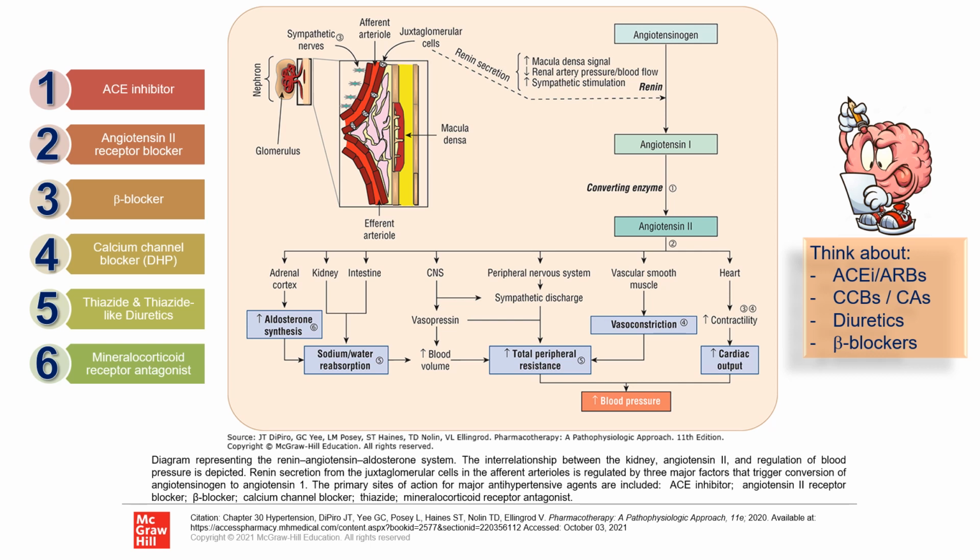Thirdly, think about the class of diuretics. Commonly used for hypertension is thiazide and thiazide-like diuretics, and not so much of the loop diuretics. Lastly, the class of the beta blockers have now dropped in favor. They are not commonly used as first-line agents until there are concomitant comorbidities, which we will explore later.